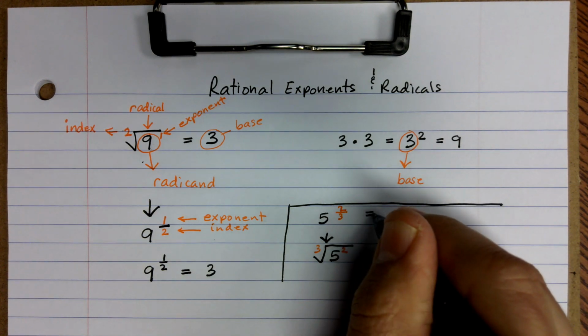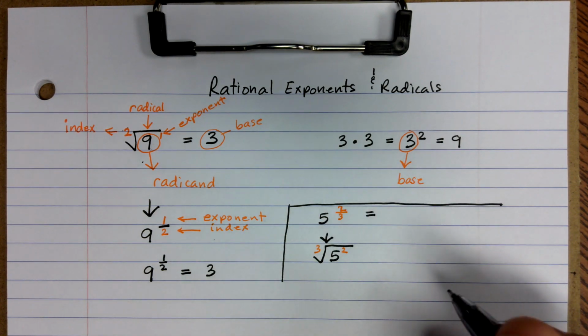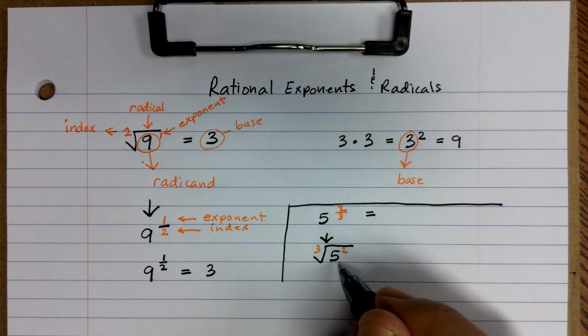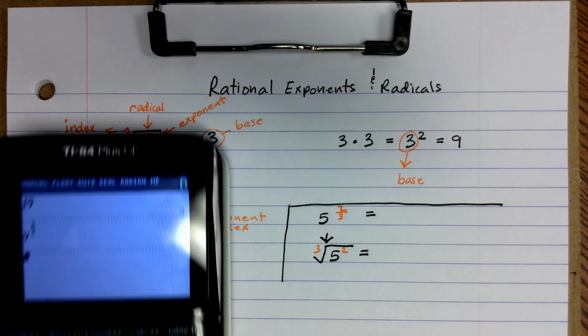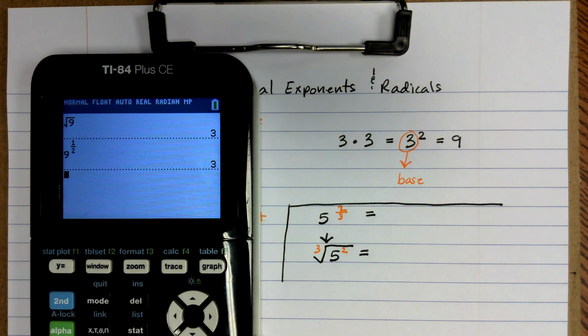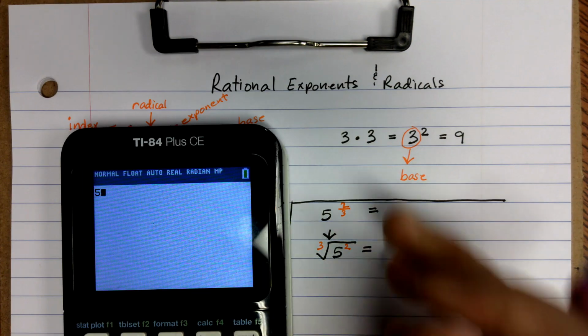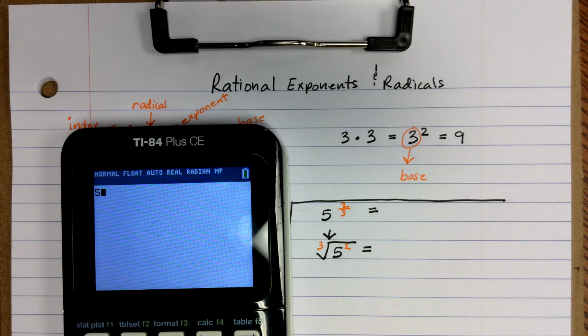In other words, whether I put 5 to the power of 2 over 3, or I take a cube root of 5 squared, I should get the same answer. And I'm just going to show you in a calculator to prove to you that it's equivalent. So I'm going to go ahead and put 5 to the power of 2 over 3.